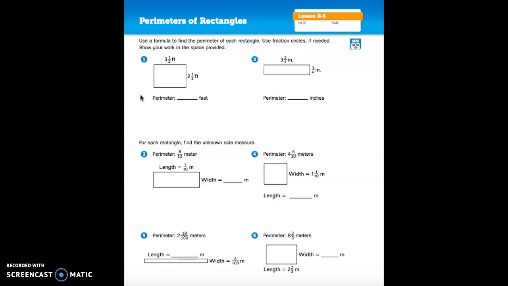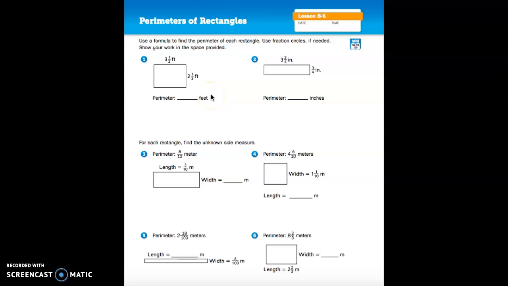If I want to do length plus width, I would say 3½ feet plus 3½ feet. So the length would be 3½ plus 3½ would equal 7. 2½ feet plus 2½ feet. So for the width, 2½ plus 2½ would equal 5. 7 plus 5 would give me 12 feet.